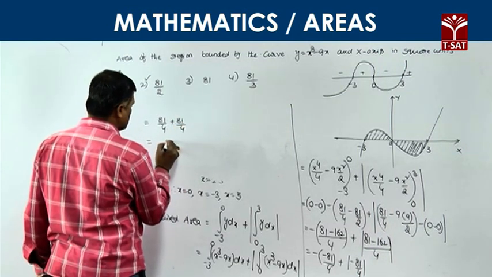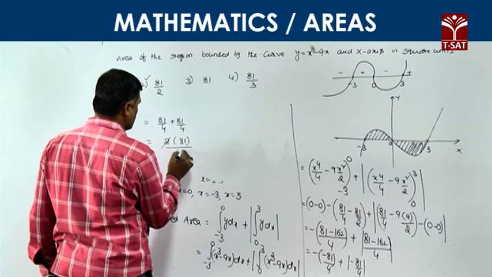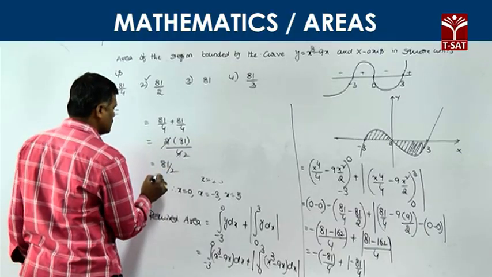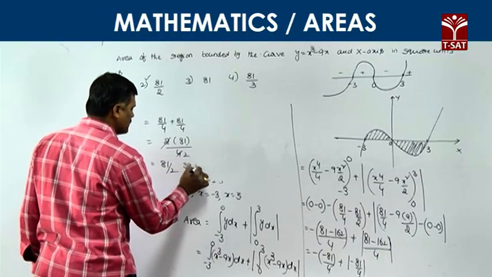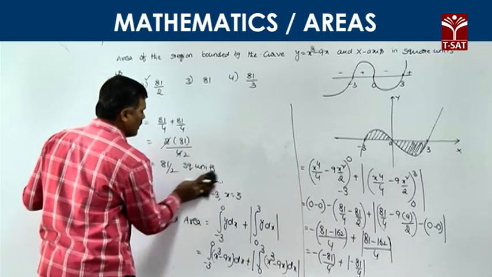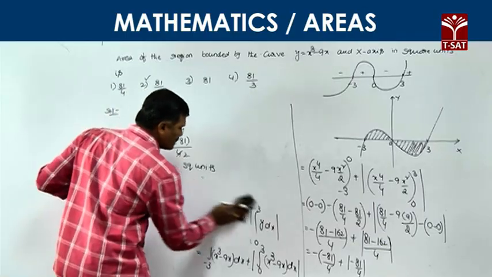That is equal to 2 times 81 by 4, that is equal to 81 by 2 square units, which is the solution of the given problem. The second option is the right option.